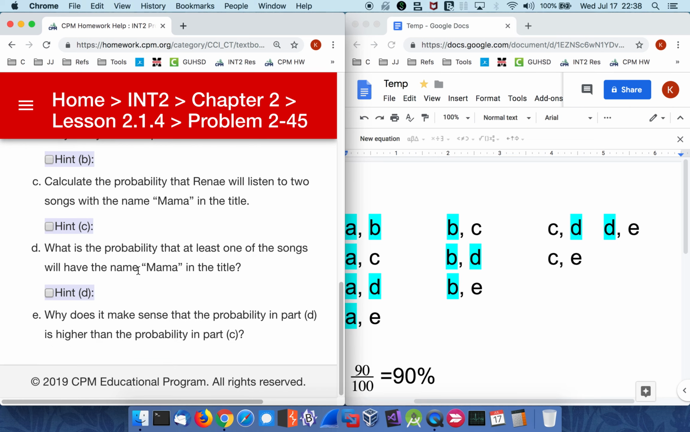9/10. That's a lot. Why does it make sense that the probability in part D is higher than the probability in part C? Well, because you're only requiring one of these songs. You're only limiting one of them, whereas the first one, C, limits two of them. Both of these have to have a certain condition, versus just one of them has to, either this one or that one. That's kind of an easy question.